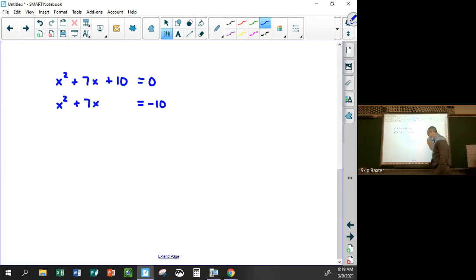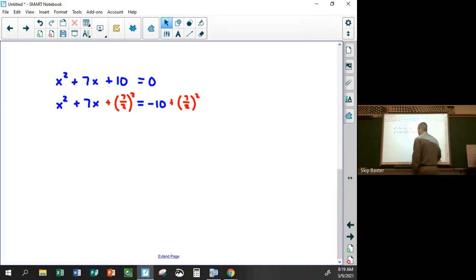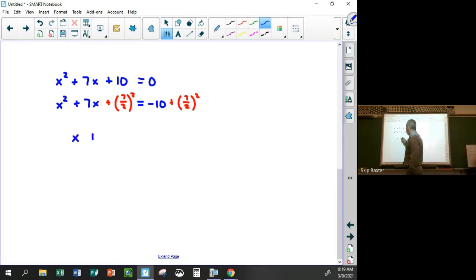So half of 7 is 7 halves. So I'm going to add 7 halves squared to both sides. You could use 3.5, but I think it's easier to square 7 over 2 than it is to square 3.5. The square of 7 over 2 is 49 over 4. But the square of 3.5, I don't know, I'd have to do that on a calculator. That's why I keep it as a fraction. Then on the left, I have x plus 7 halves squared.